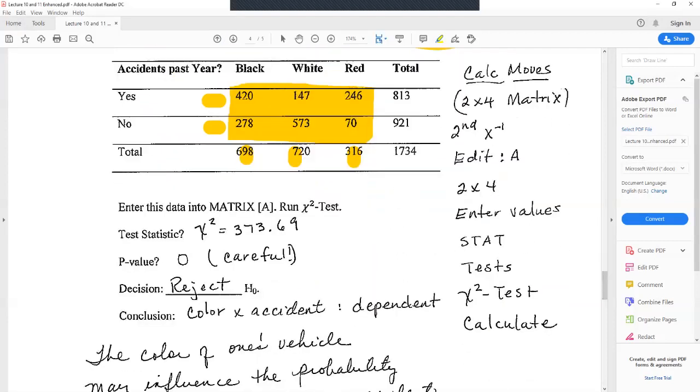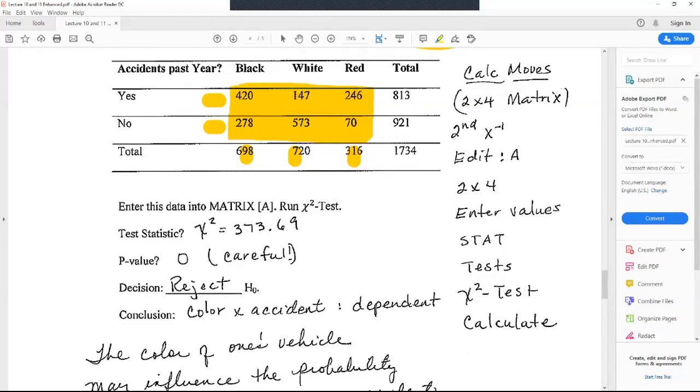After you select second x inverse and go into the matrix menu and choose A, you have to enter the values into the matrix. So you will enter on the top line 420, 147, 246. And then on the second row, you will enter 278, 573, and 70. After you enter those values, press Stat, Tests, and you are going to run the chi-square test, also known as the chi-square test for independence. Then you're going to calculate.